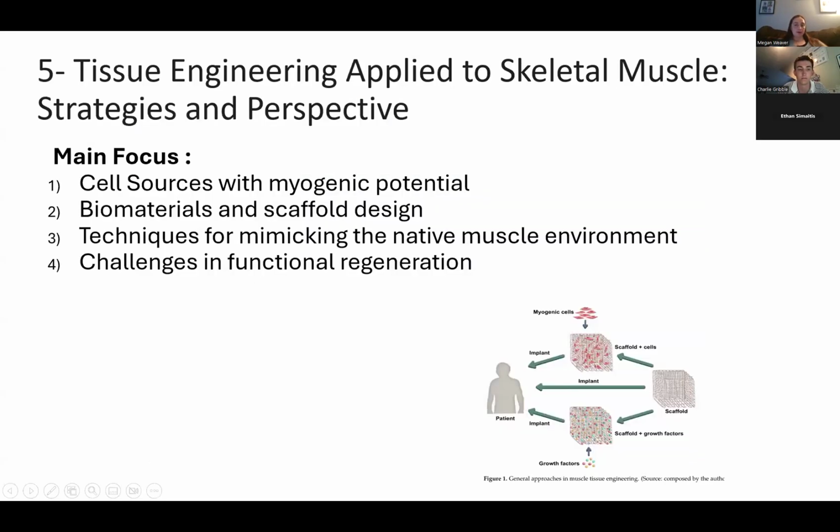Now onto my research paper. My research paper is titled Tissue Engineering Applied to Skeletal Muscle, Strategies and Perspective. There are four major topics that we will cover.